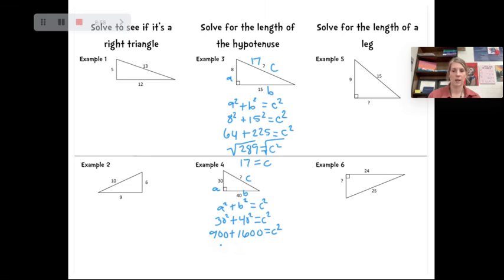Okay, add these together and we get 2500. Last step, cannot forget it, is to square root both sides here. So the square root of 2500 is 50. Again, use your calculator. And the square root of c squared is c. So this side length here is 50. And we're done. Okay, let me know if you have any questions.